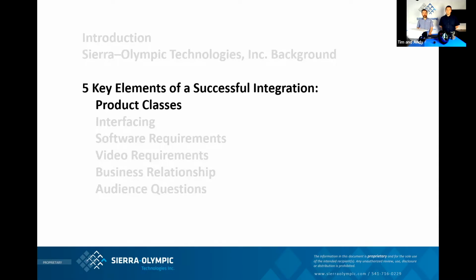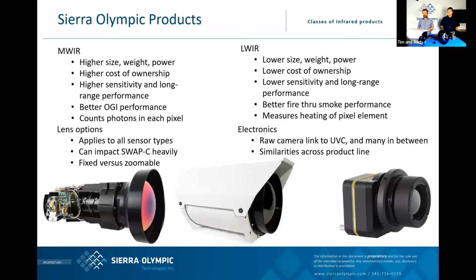And as Scott said, we have the topics listed: interfacing, software requirements, and so forth. The general idea is what sort of things are important if I am considering integrating thermal technology. What sort of things do I want to consider? And particularly, how do Sierra-Olympia products make that easier? So I'll start talking about Sierra-Olympia products.